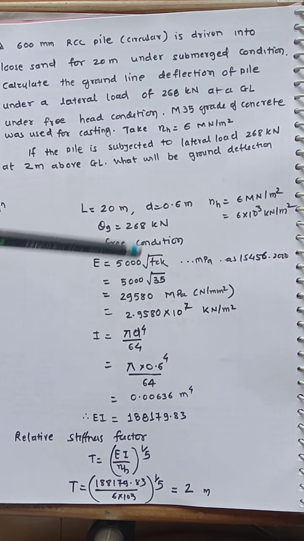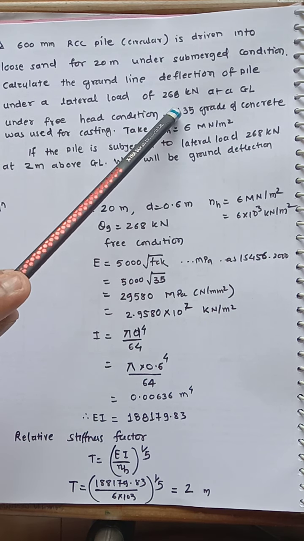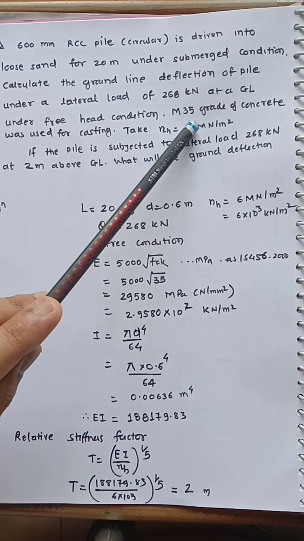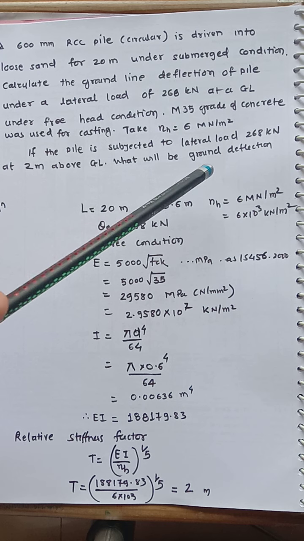Okay, so here you have to find out the deflection of the pile under the given lateral load, in free head condition. M35 grade of concrete was used for casting, and take the coefficient of subgrade reaction as 6 MN per meter square. If the pile is subjected to the lateral load of 268 kilonewton at 2 meter above the ground level, what will be the ground deflection?